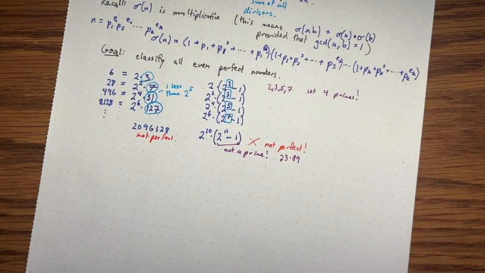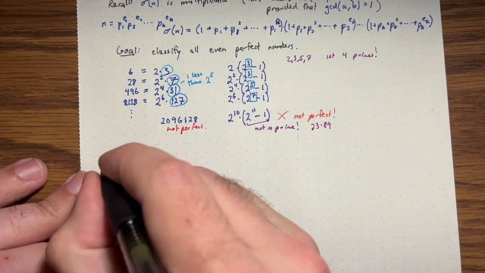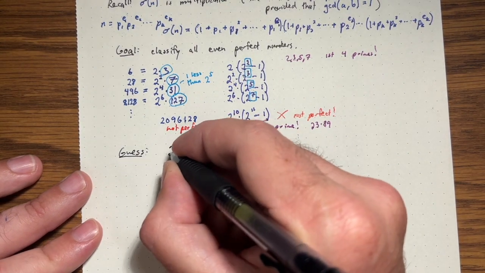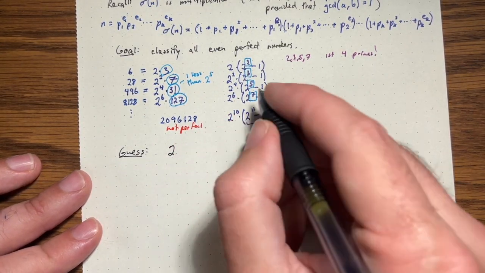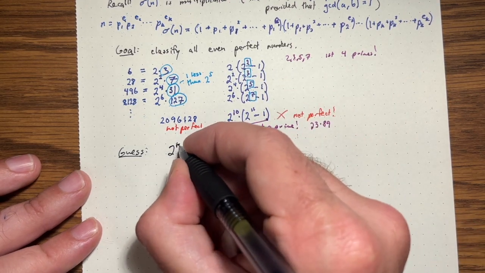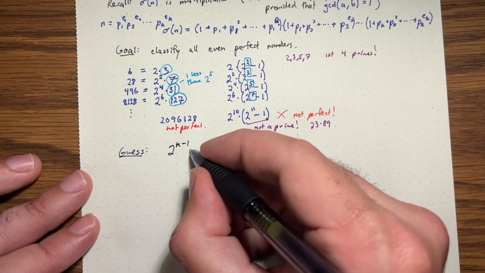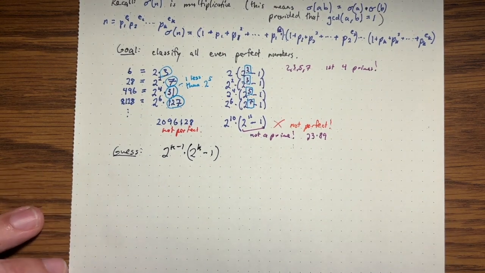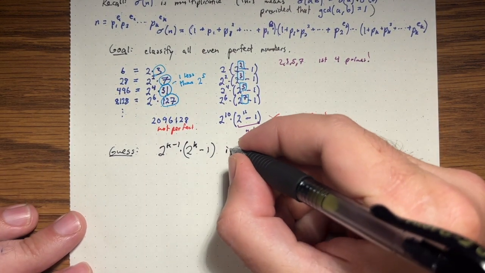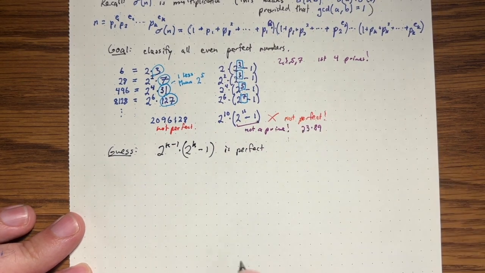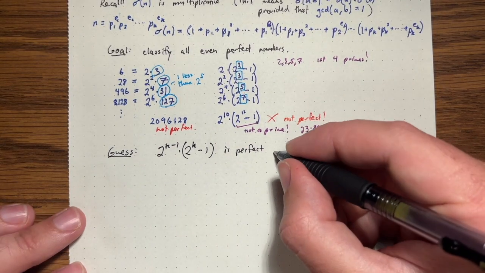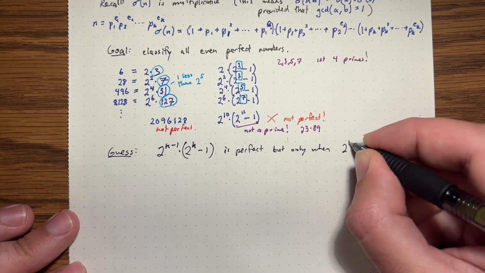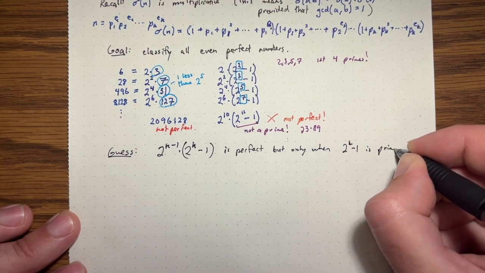So let's just observe something. Here's our pattern, here's our guess. This kind of number, we'll call it 2 to the k minus 1, so the exponent on the 2 will be k minus 1. So 2 to the k minus 1 times (2 to the k minus 1). Our guess is that this is perfect, but only when 2 to the k minus 1 is prime. Otherwise, it turns out we just get too many divisors.